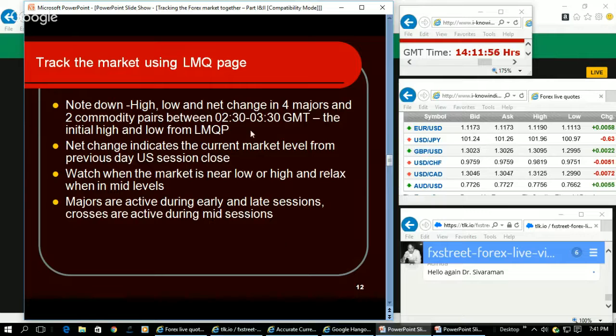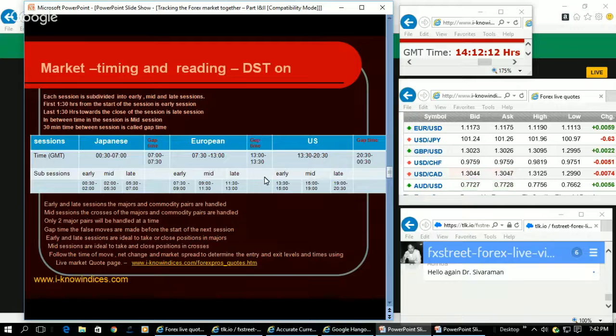So we will note down the initial lows and the high and also try to find out what sort of moves they are doing. At session start time, they had done the swing in the market. With the help of the live market code page, we are able to understand. 13 to 13:30 is the gap time before the start of the US session. The early US session is 13:30 to 15 GMT.